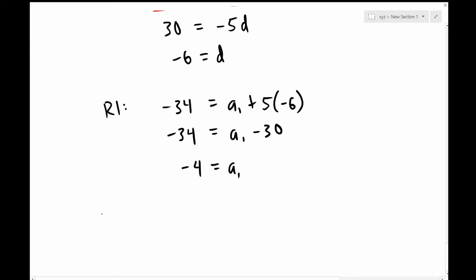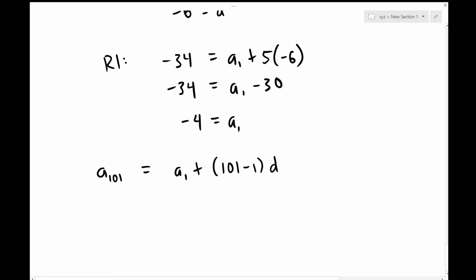All right, so for the 101st term, if I plug that into my formula, I'm going to have a sub 1 plus 101 minus 1 times d. So a sub 1 we've just found is negative 4, so this would become 100 times d, and we said earlier that d was negative 6. And so what I should get here is negative 604 for my 101st term in this sequence.